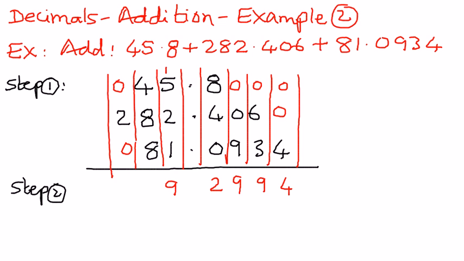And then we have 4 plus 8 plus 8. 8 times 2 is 16. 16 plus 4 is 20. So we carry the 2 and then bring down the 0 here. 2 plus 2 is 4.